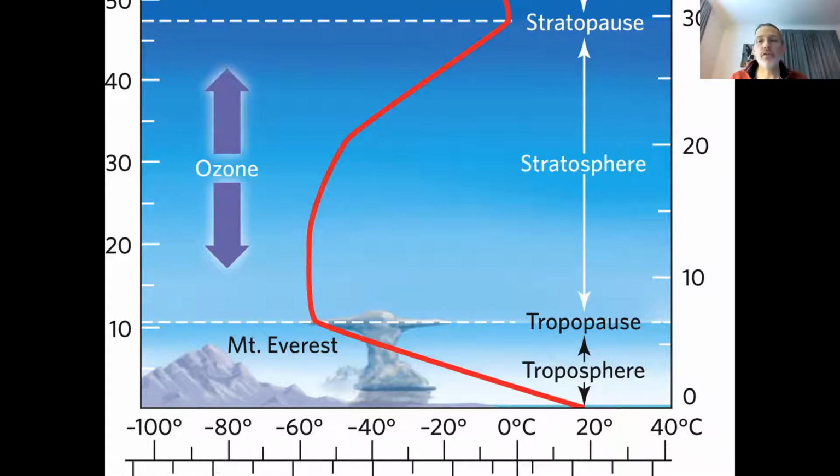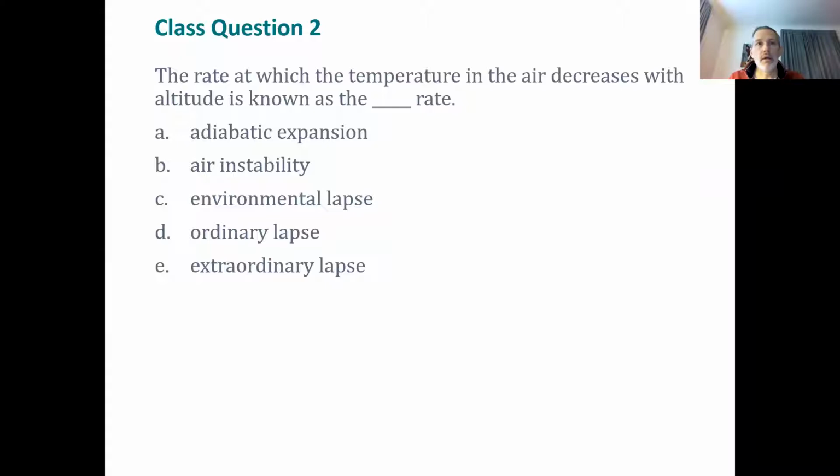And this is associated with the sun's energy striking the earth right at the earth's surface, heating up that air. That air will rise, and the further you are away from the Earth's surface, the cooler it becomes. So that's what's happening here in the troposphere. Now, this is known as the environmental lapse rate, the rate at which the temperature decreases with altitude.